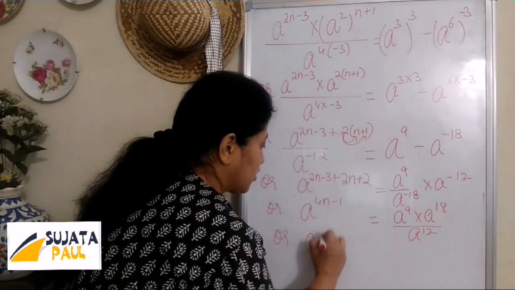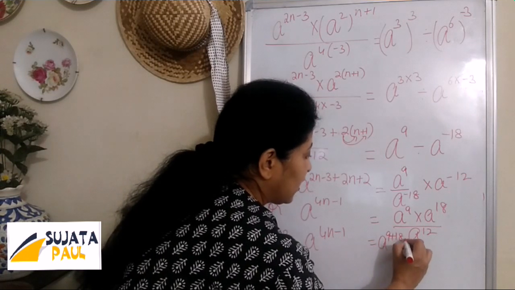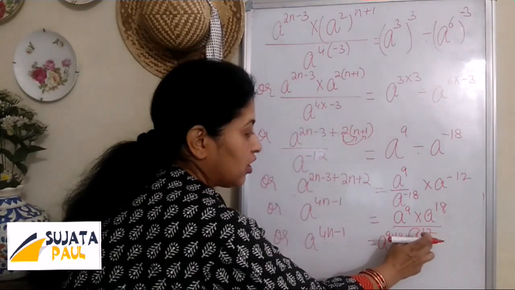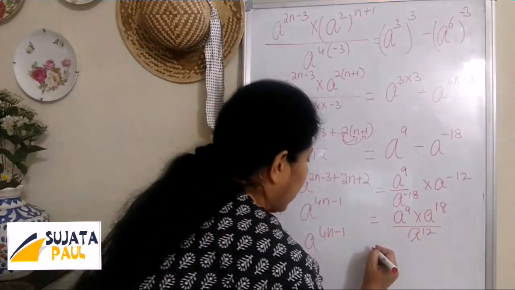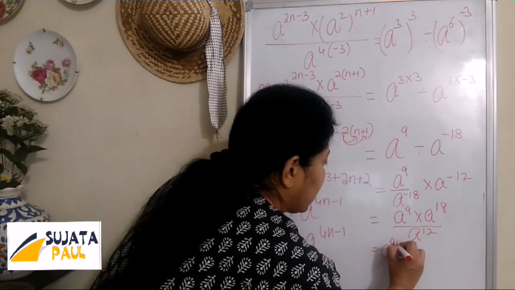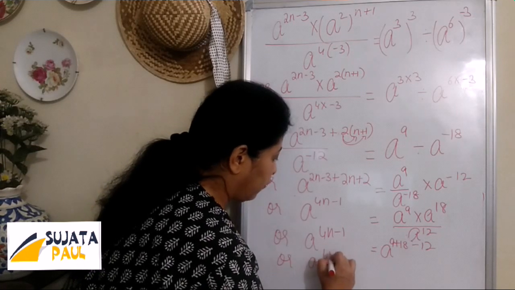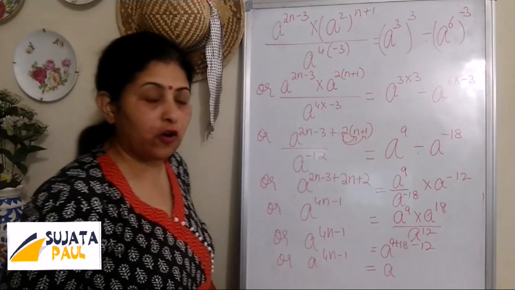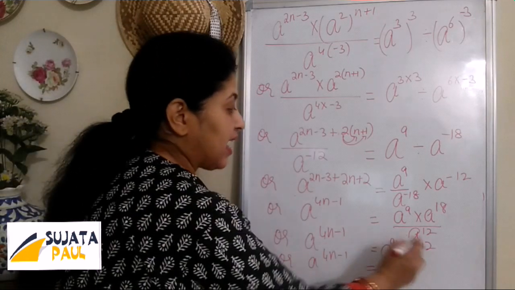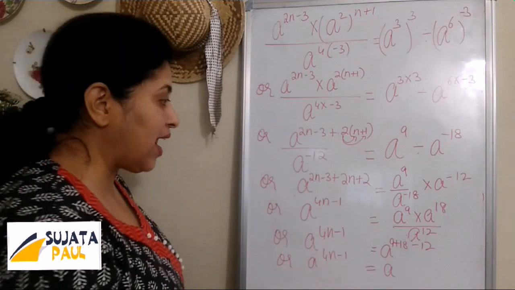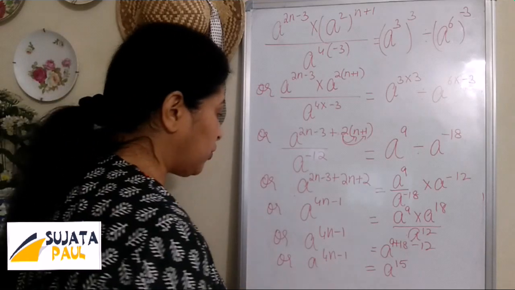This will be the reciprocal here, and this will go down the reciprocal, and sign will become positive. So this is now a raised to the power of 4n minus 1 is equal to a raised to the power of 9 plus 18 minus 12, right? So what does it become? Let me write it properly. It's not written neatly. So I'm just writing this here. A raised to the power of 9 plus 18 and minus 12. So what does it become? 4n minus 1 is equal to a raised to the power of 9 plus 18. That is 27. And 27 minus 12. How much is that? 15. Right?